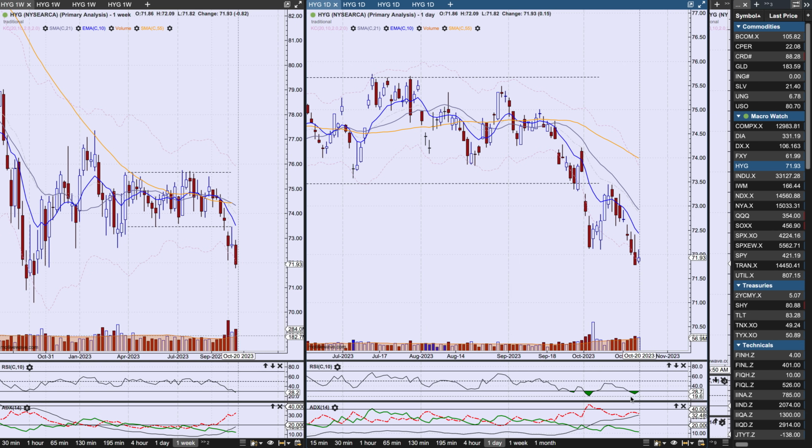Now we are getting a little bit of divergence here on the RSI. We'll see if that holds or not. That can easily go away, but we'll keep an eye on that.